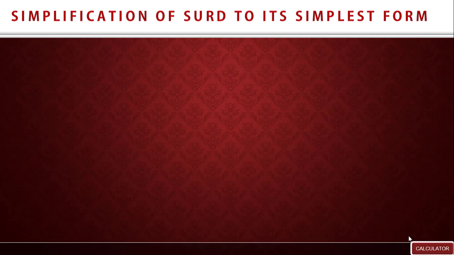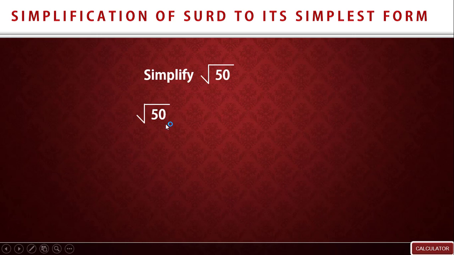Example 4. Simplify the square root of 50. In this question, we have to simplify the square root of 50. So what we need to do, we are breaking this 50 down into two numbers. So which two numbers being multiplied together will give us this 50? To do that, if you don't know, you can make use of your calculator.